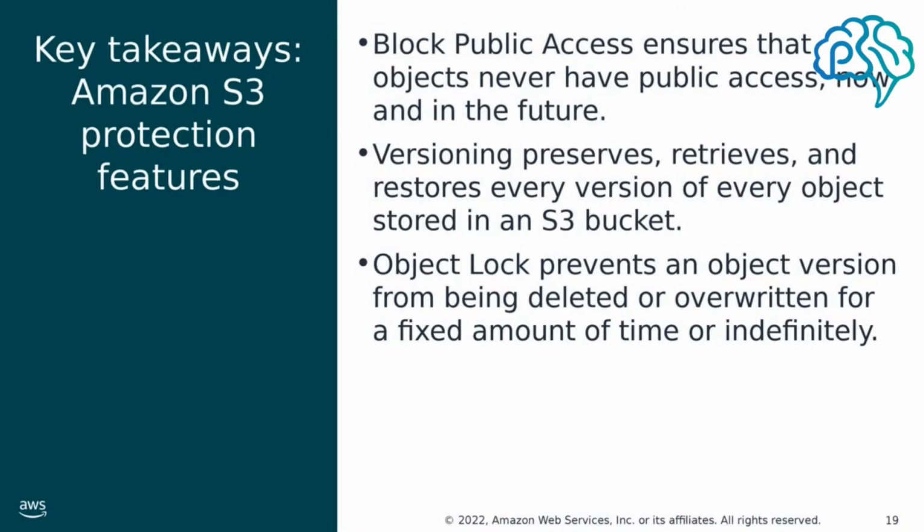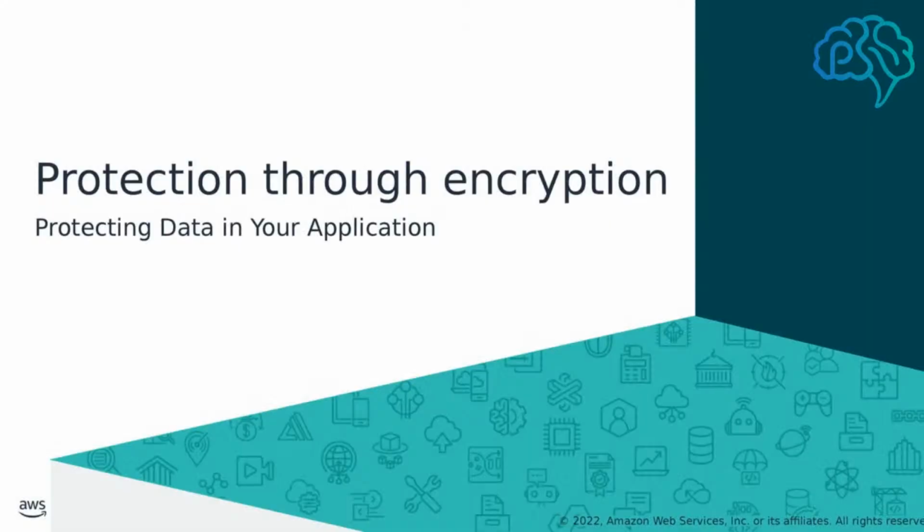So the big takeaways in terms of what we covered are that you want to block public access to make sure that objects never have public access now or even in the future. And that would be really a system-wide consideration. You also want to version things so that you can retrieve and restore every version of the object stored in S3. And you also want to have object lock so that you're preventing people from deleting or overwriting for either a fixed amount of time or even in some cases indefinitely. So the next thing to consider would be protection through encryption. So let's go ahead and talk about that.